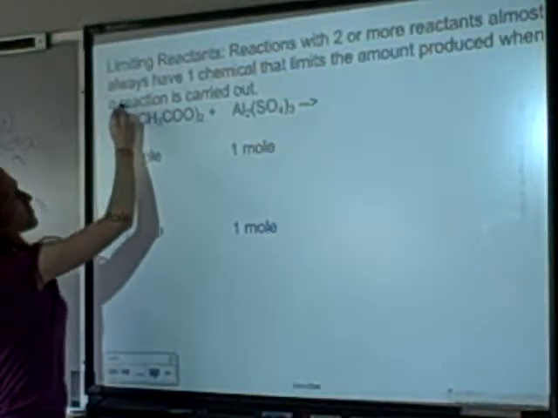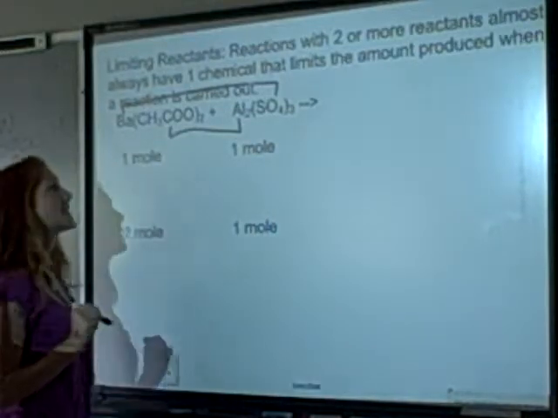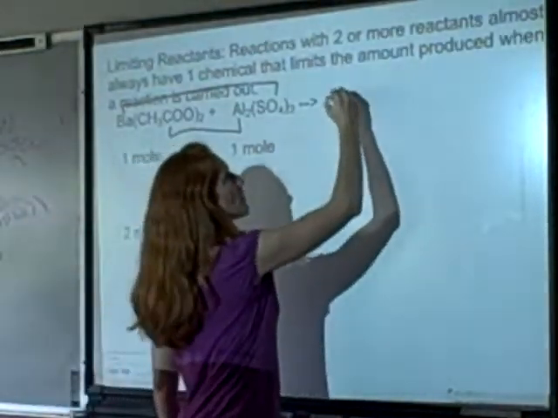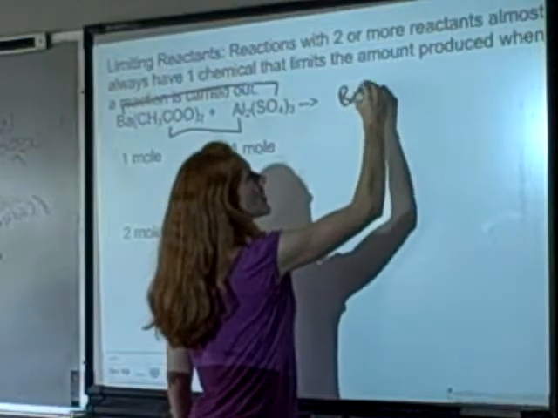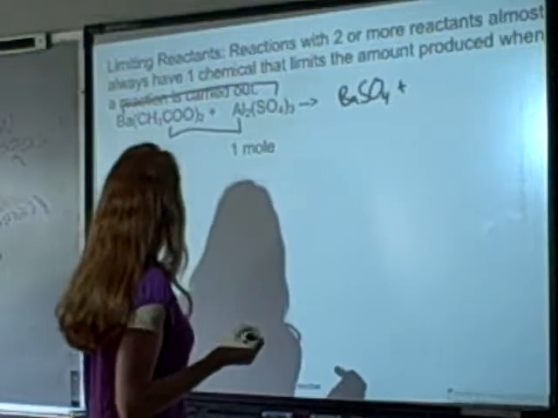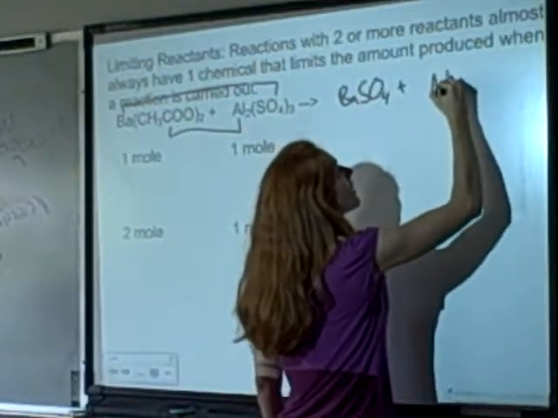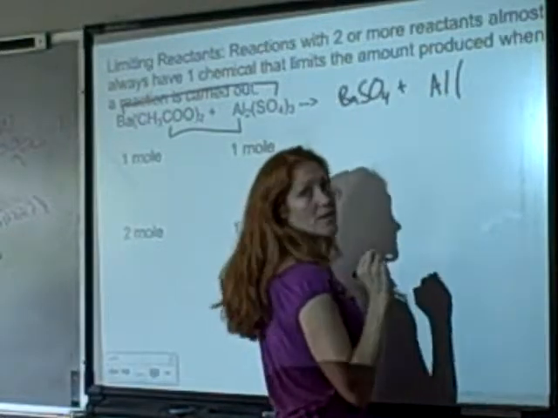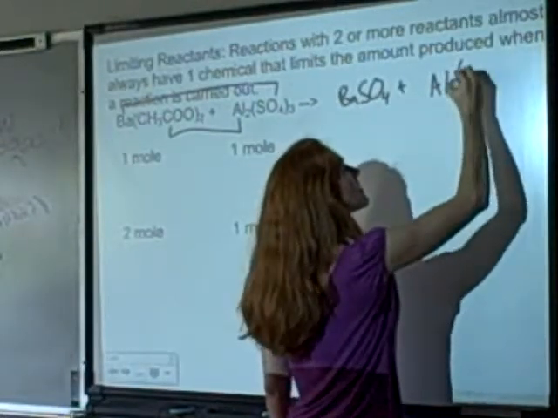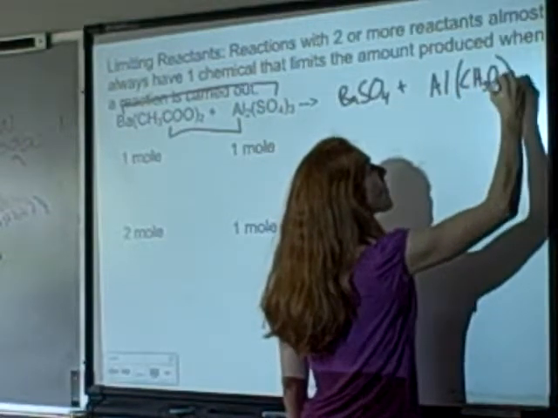I'll put this positive barium with this negative sulfate and this positive aluminum with this negative acetate, and I'll say barium is a 2+, sulfate's a 2-, SO4 2-, so their charges balance. And then the aluminum is a 3+, and the acetate is a 1-, so I'm going to need 3 acetates. So CH3CO2, 3 of those.